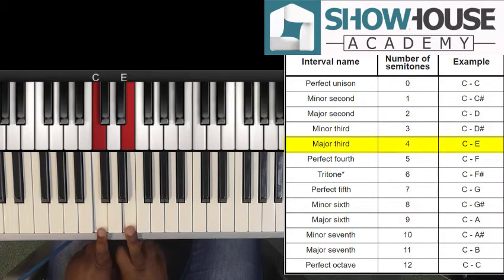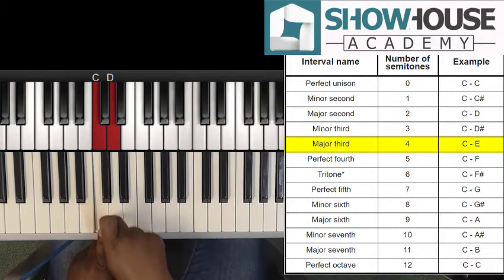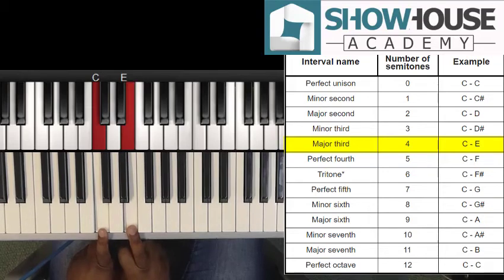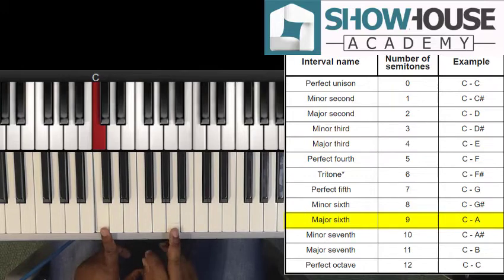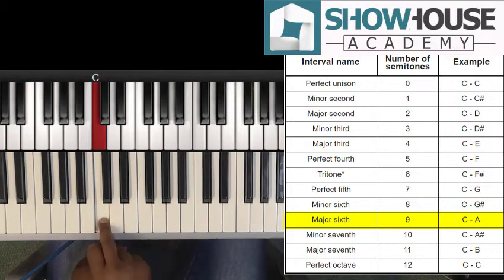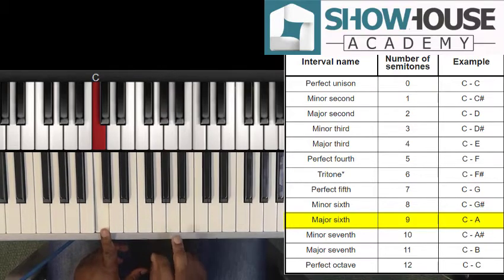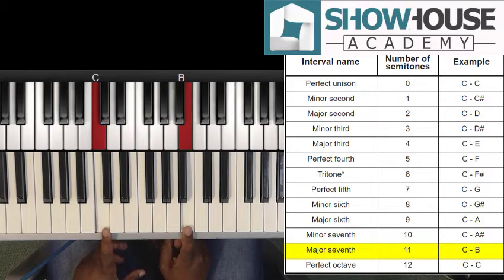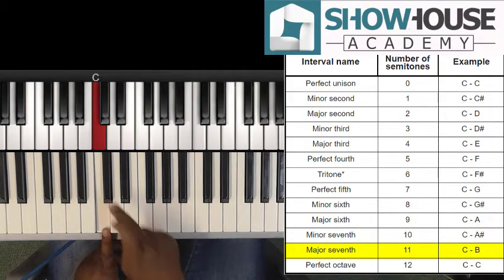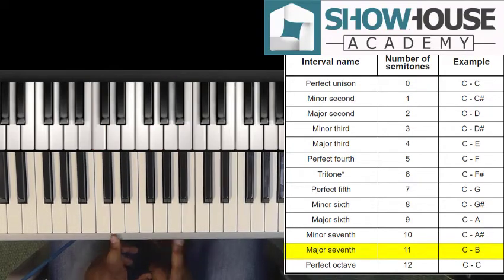And then here we have a major third. A major third interval has 4 semitones: 1, 2, 3, 4. And then we have a major sixth interval, which has 9 semitones: 1, 2, 3, 4, 5, 6, 7, 8, 9. That's our major sixth interval. And then we have a major seventh interval, which has 11 semitones: 1, 2, 3, 4, 5, 6, 7, 8, 9, 10, 11.